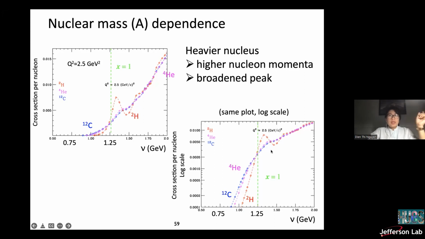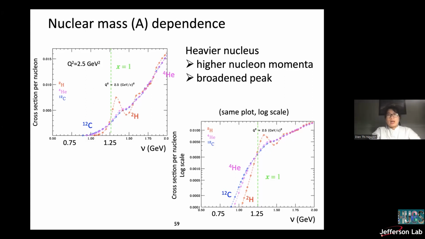The reason for it is that in heavier nuclei, the nucleons inside have a higher Fermi momentum. Because of it, the width of this quasi-elastic peak is broadened due to the Fermi momentum of the nucleon inside the nuclei. So when you have a higher nucleon momentum inside the nucleus, it will broaden the peak more and more. That is why you see it more washed out. You cannot see it very well anymore. So that is how the quasi-elastic peak depends on nuclear mass A, okay?